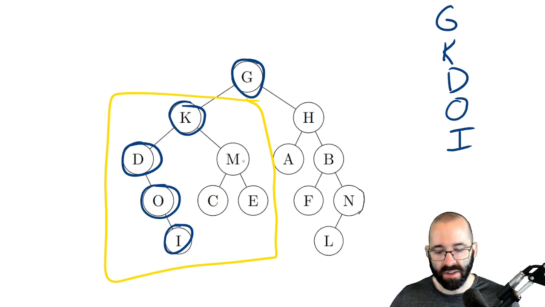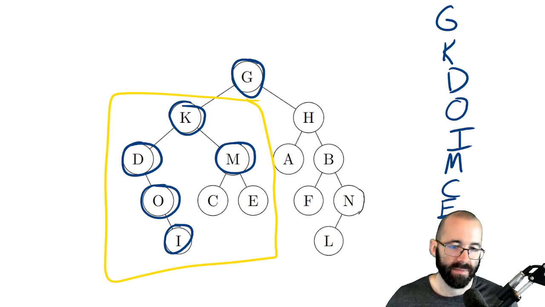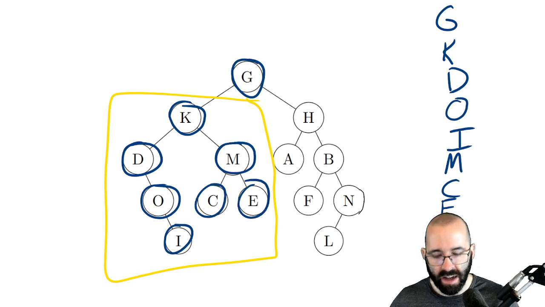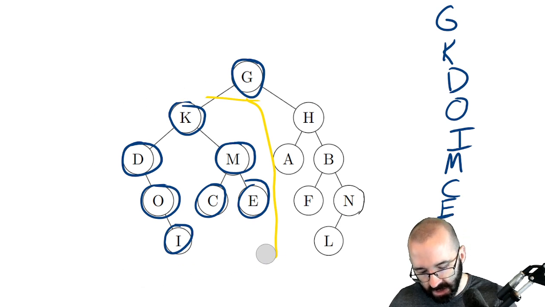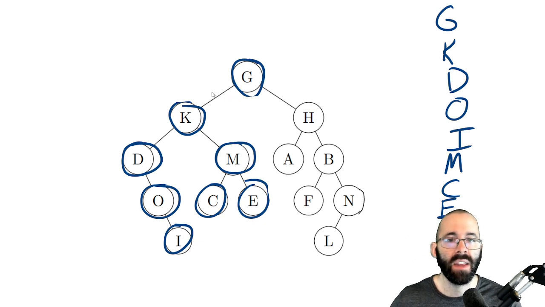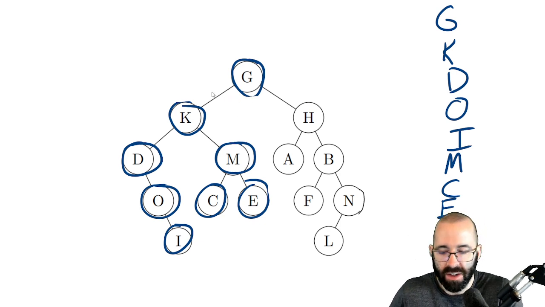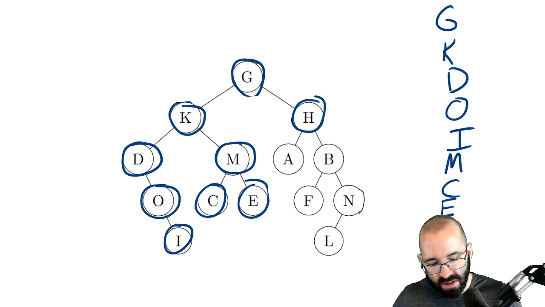All right, step 3 says look at this right one. So we're going to visit M. And then its left child C, its right child E. And now we're finally done with this yellow subtree. We're back to the main tree. And we now move to step 3 for the main tree. So if you follow this algorithm, right, you should get H is next.